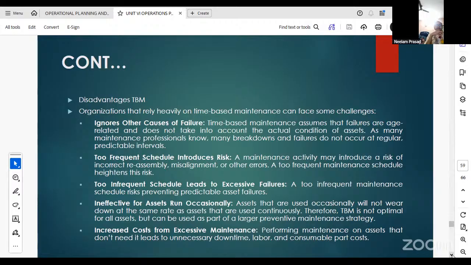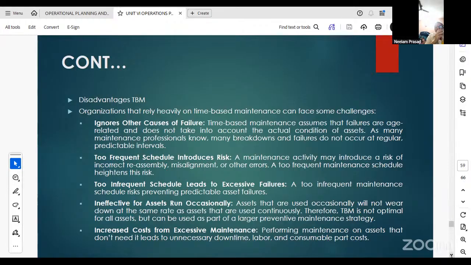Sometimes things are being used very frequently. Time-based maintenance is very necessary because it will affect your productivity, so you have to keep all your machines in good condition so that your productivity is not affected. But suppose you are using it occasionally, unnecessary money will be wasted on that. It depends upon the criticality of the situation, it depends upon the criticality of the equipment.